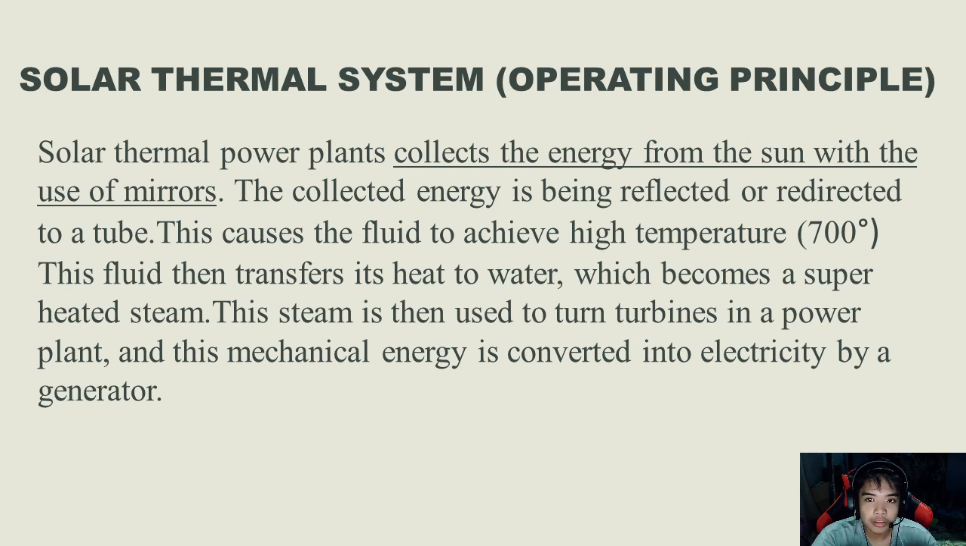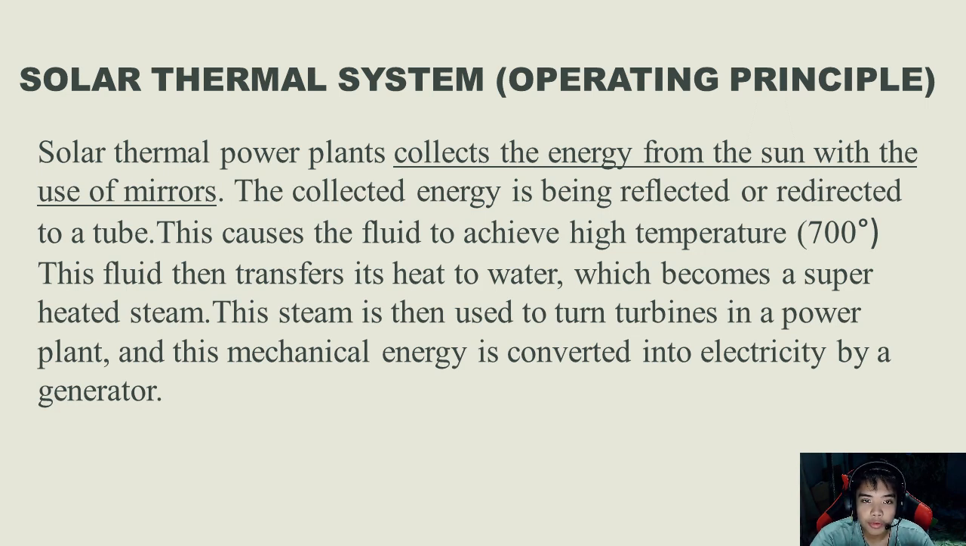Solar thermal power plants collect the energy from the sun with the use of mirrors. The collected energy is being reflected or redirected to a tube. This causes the fluid to achieve a high temperature. This fluid then transfers its heat to water, which becomes superheated steam. This steam is then used to turn turbines in a power plant, and this mechanical energy is converted into electricity by a generator. So, ito yung paano gumagana yung solar thermal system.